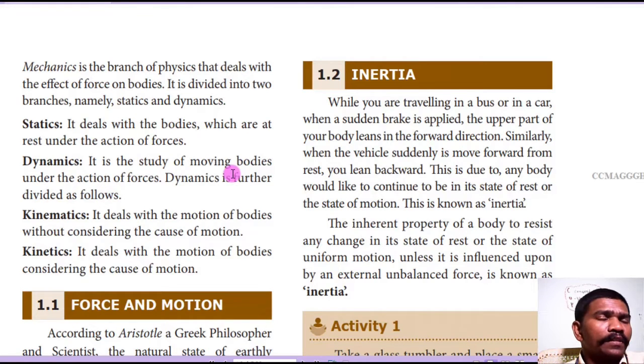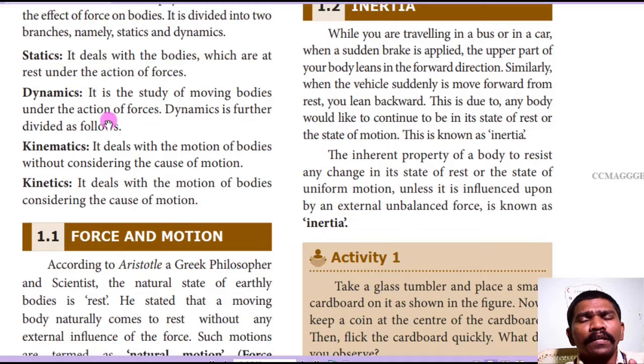This dynamics is further divided into two types, kinematics and kinetics. Kinematics deals with the motion of a body without consideration of the cause of motion. So we are not considering the cause of the motion. Kinetics deals with the motion of a body considering the cause of the motion. What makes the object move? Everything we study is kinetics.